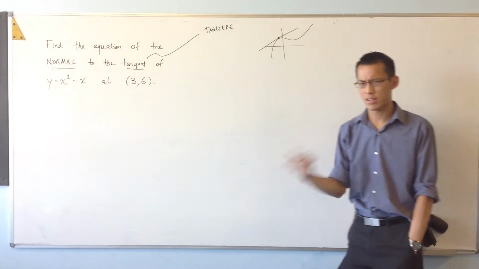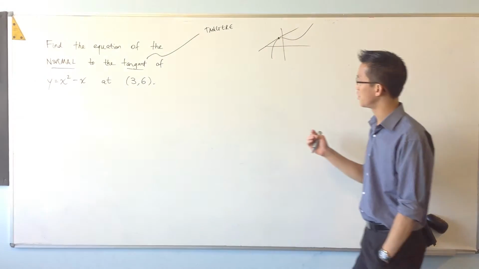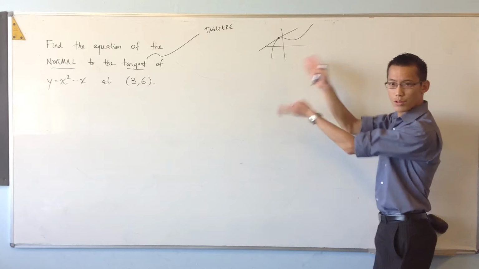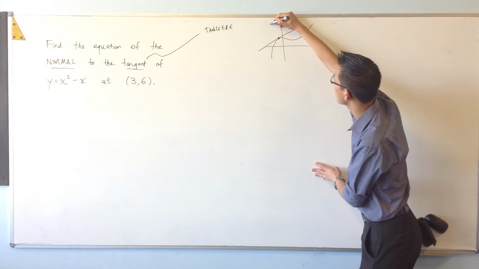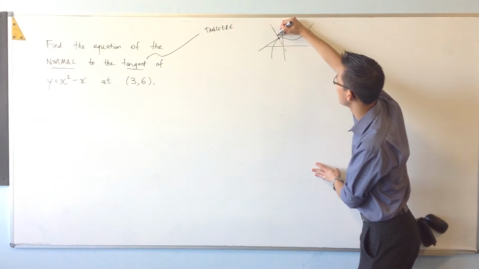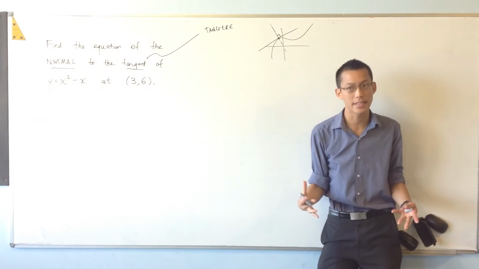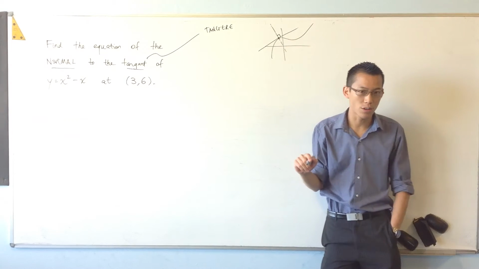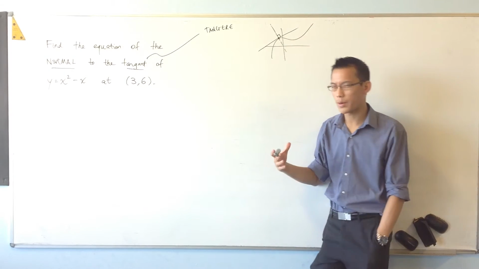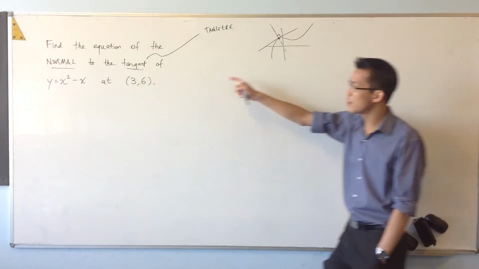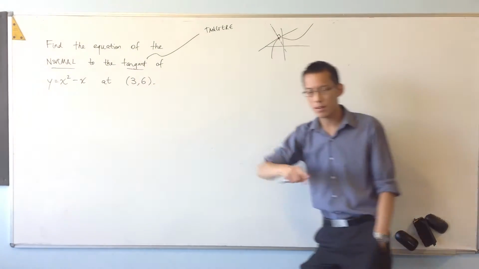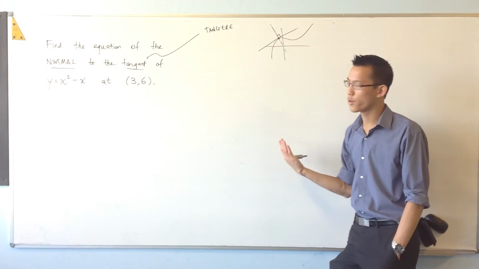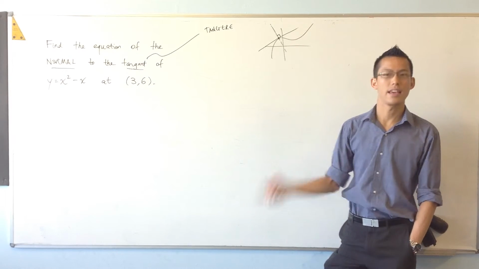Okay. Now, what's the normal? What's its relationship to the tangent? It's going to be going through the same point, but instead of being equal to the gradient, it's going to be perpendicular. Okay, so you're going to get a 90-degree angle there. So how does that affect what we're going to do? Very simply, it'll be just like working out the tangent, but with one difference, namely that the gradient is not going to be the same. We're just going to take the negative reciprocal.